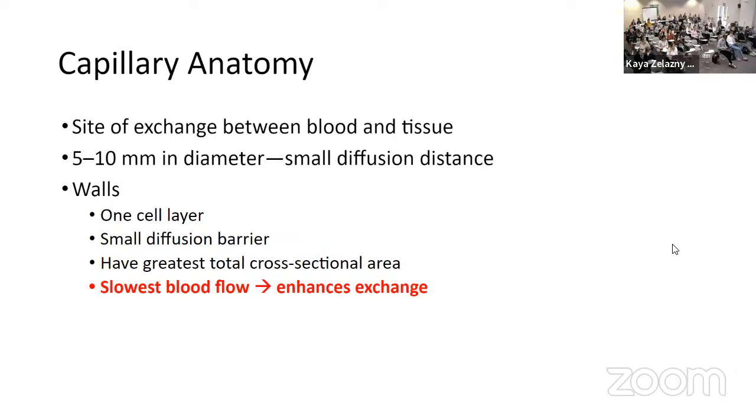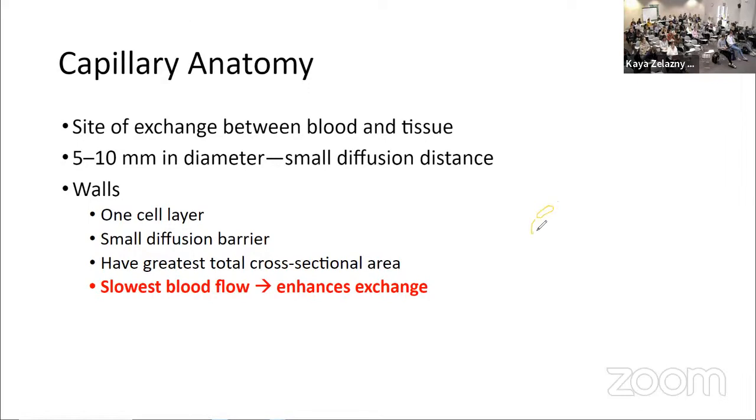So capillaries are our site of exchange. They're small, which means we have a nice small distance for things to diffuse in and out of the plasma, in and out of the blood, into the interstitial fluid, and then into our tissue. Now, a capillary wall is just one cell layer thick, basically. So we're just going to have a layer of endothelial cells, just one little layer, right?